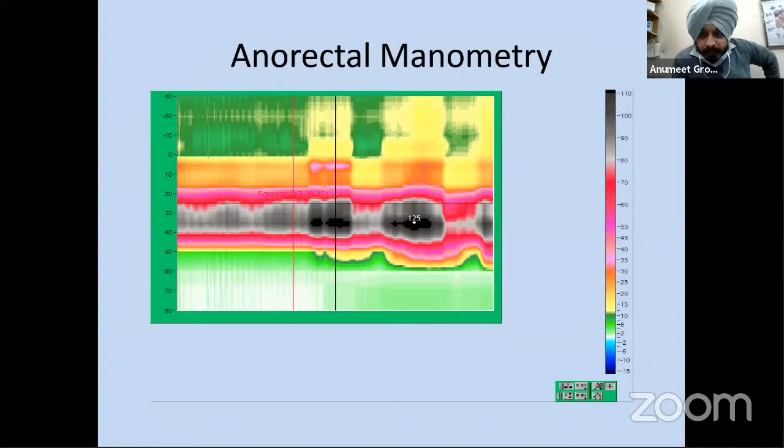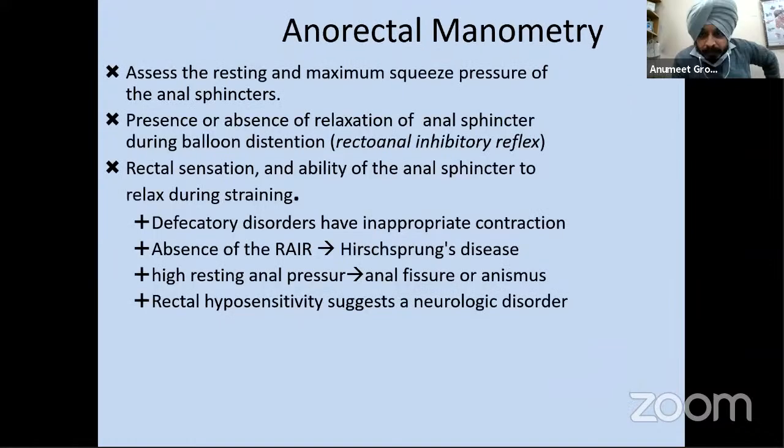This is the anorectal manometry. Anorectal manometry assesses the resting and the maximum squeeze pressure of the anal sphincters. It tests the presence or absence of relaxation of the anal sphincter during balloon distension, that is the rectoanal inhibitory reflex. Defecatory disorders have inappropriate contraction, which we can see on anorectal manometry. Absence of the RAIR, the rectoanal inhibitory reflex, is seen in Hirschsprung disease, which we can diagnose with anorectal manometry. And rectal hyposensitivity suggests a neurological disorder that we can also detect on anorectal manometry. So this is an important test for colonic function.